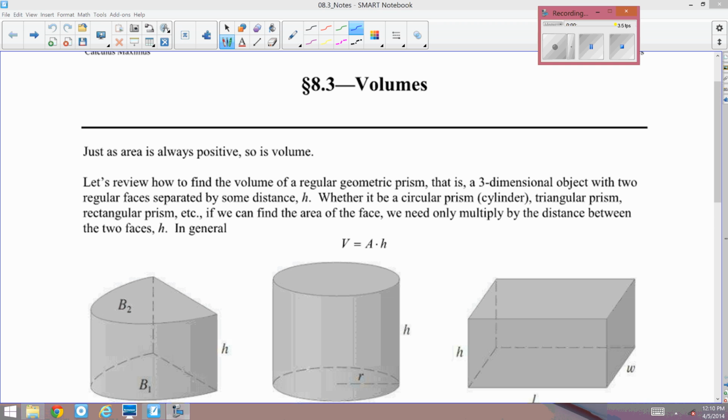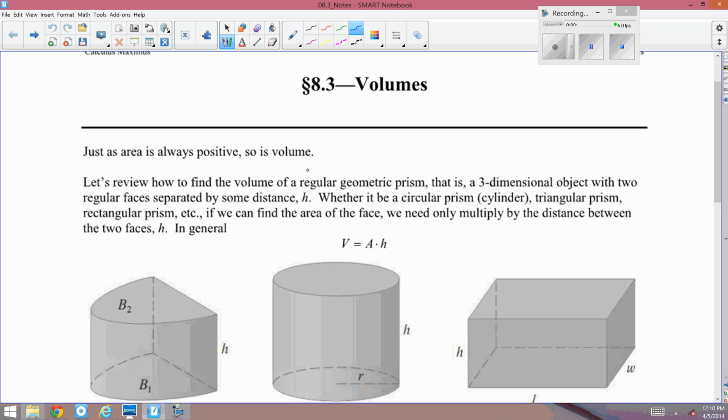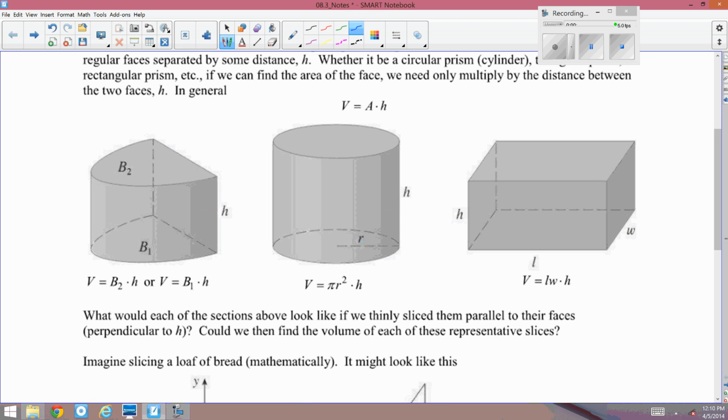Our last section, 8.3, volumes. Just as area is always positive, so is volume. So we're going to be talking about how to find the volume of shapes, just like we might have done in geometry.